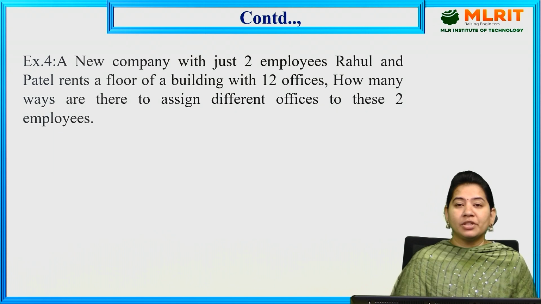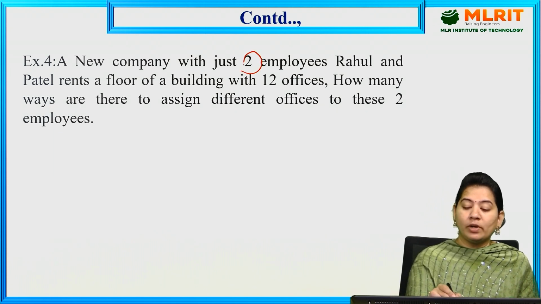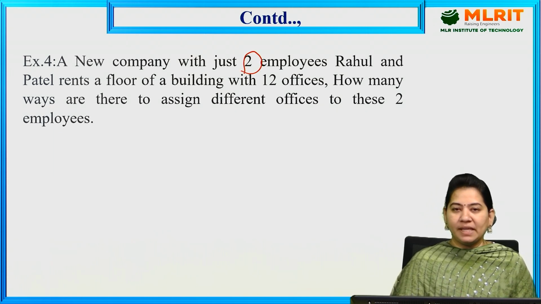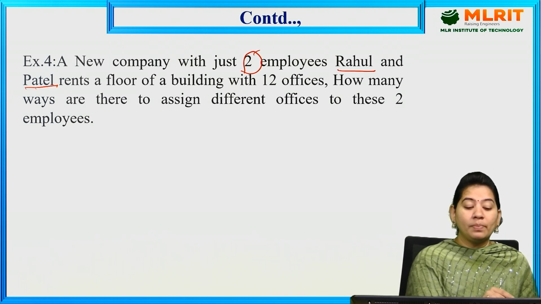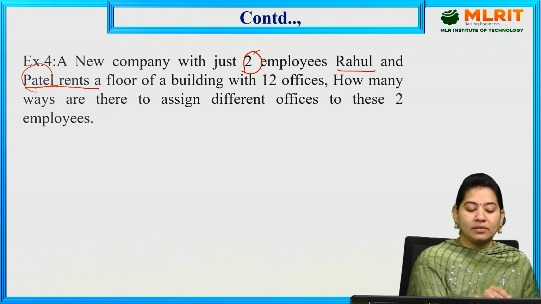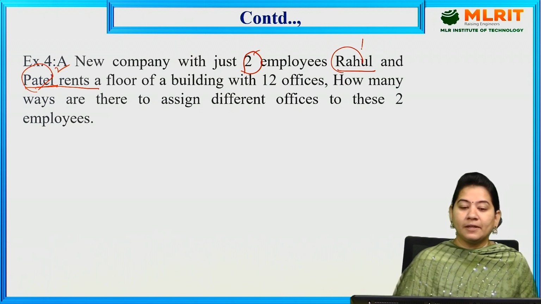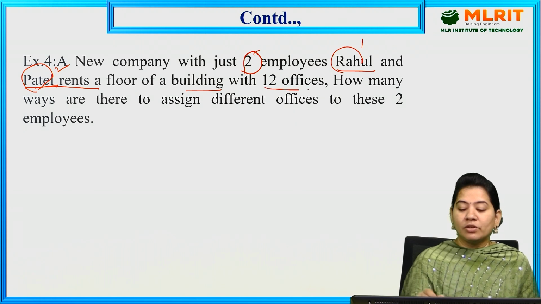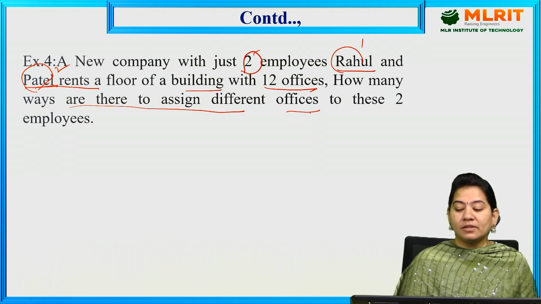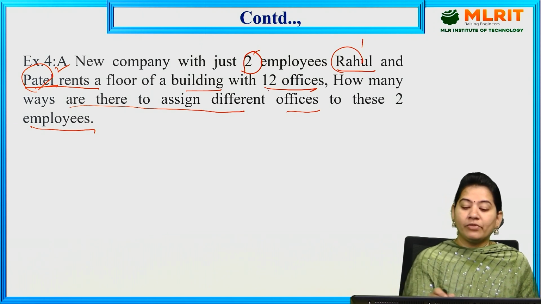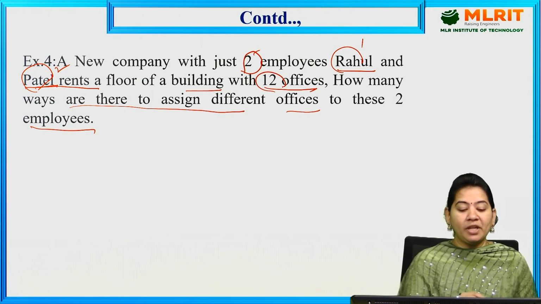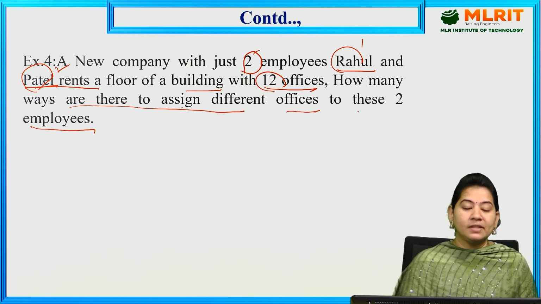Now, fourth question. A new company with just 2 employees. So let us suppose a new company has only 2 employees, and the persons' names are Rahul and Patel. Rahul is the first person and Patel is the second person. The company rents a floor of a building with 12 offices. How many ways are there to assign 2 different offices to these 2 employees?